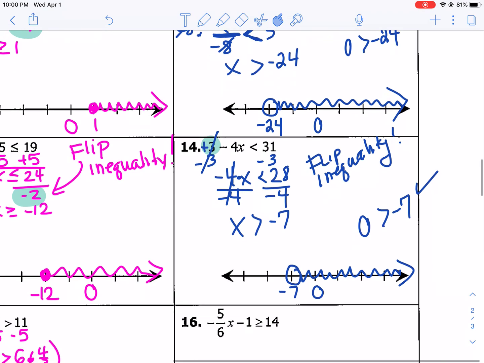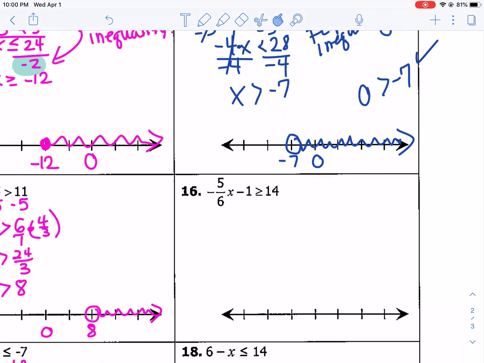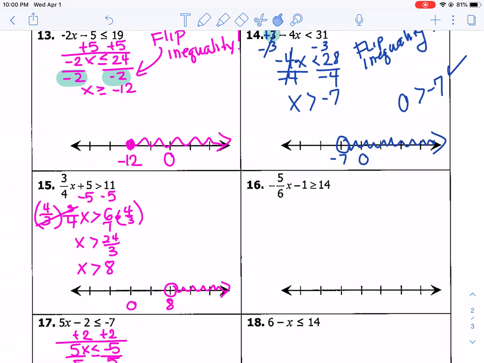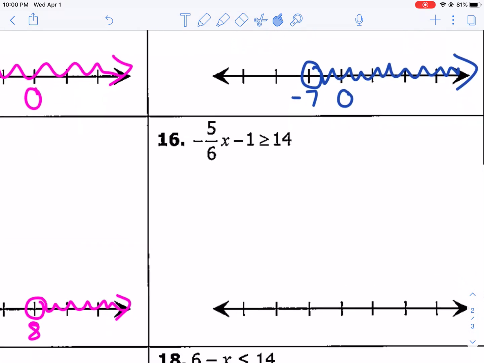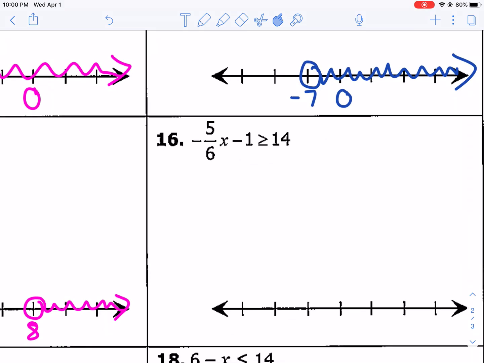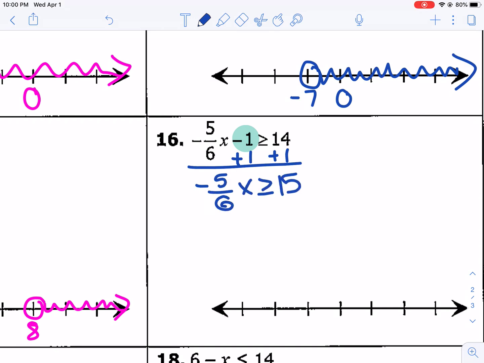All right. On to 16. Here we go. A couple more. So again, undo that addition or subtraction first. I have that negative 1. Let's get rid of it and move it over here with the 14. So I now have negative 5/6 x is greater than or equal to 15.